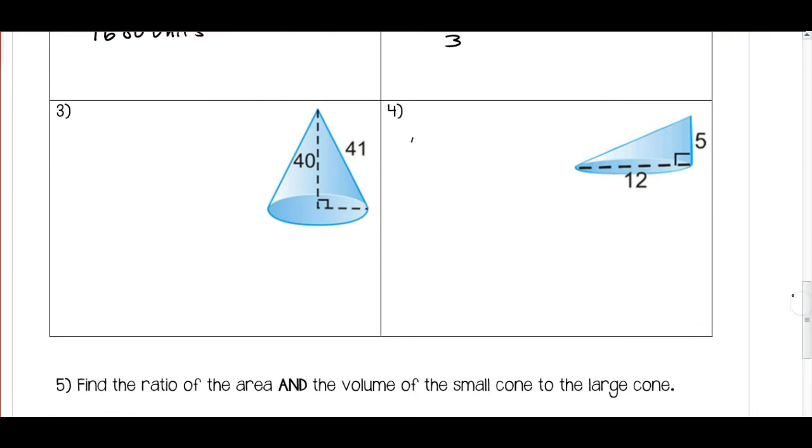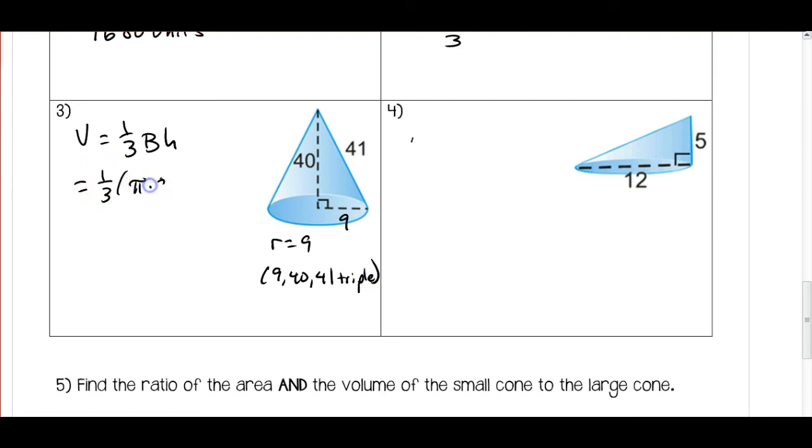Alright, moving on to example 3. Since we have a cone, the volume is going to be 1/3 area of the base times the height. The base is a circle. R is equal to 9. It's a 9, 40, 41 triple. So we've got 1/3 times pi times 9 squared times the height, which is 40. Simplifying this, you should get 1080 pi units cubed.